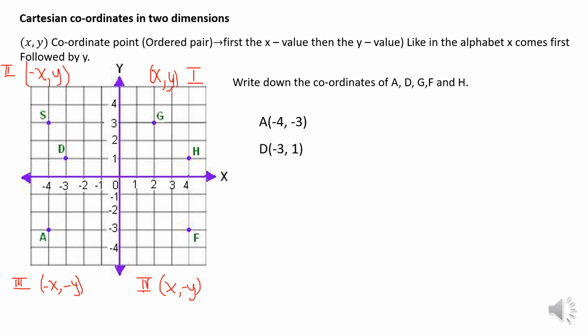So let's look at D. When you look at D, you will realize that the point D is negative 3 across and up by 1. So that is the value of D. Do not swap them around, because the moment you swap them around, you're talking about a totally different point altogether. Then G will be 2, 3. And F will be 4, negative 3. And lastly, H will be 4 across and 1 up, and it's 4, 1. So you can do the other ones. It's quite straightforward. The only important thing you should never forget is do not switch around the points.